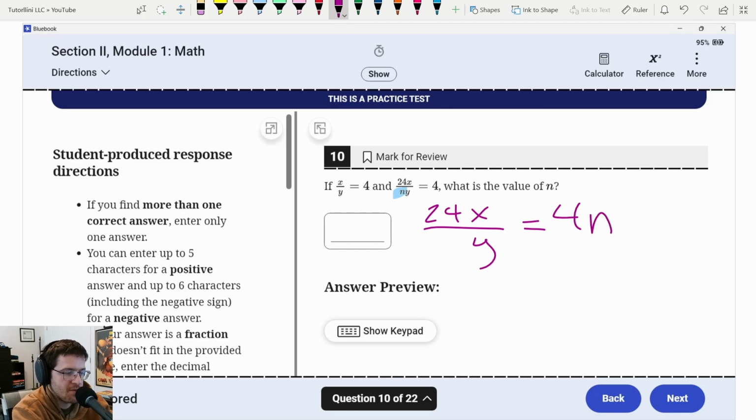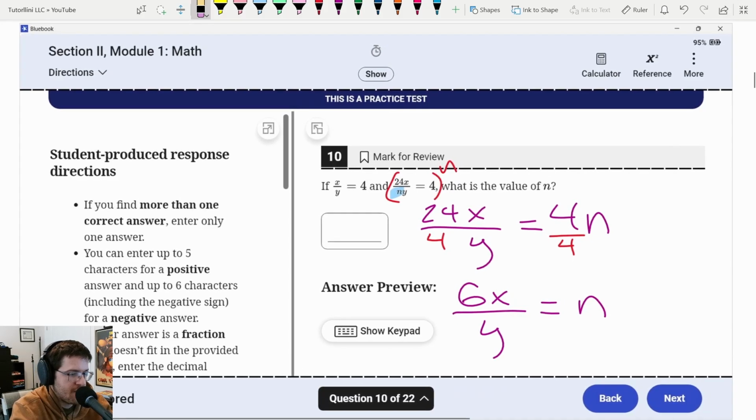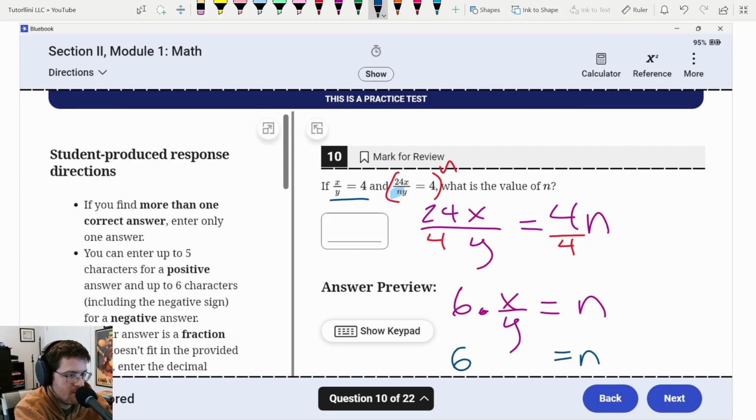24 divided by 4 is 6. So I get 6x over y equals n. Just to recap, guys, I multiplied both sides by n, and then I divided both sides by 4. All right, so we get n equals 6x over y, or another way to write that is 6 times x over y. And they told us x over y is 4. So n is basically just 6 times 4, which is 24. And that is our answer.